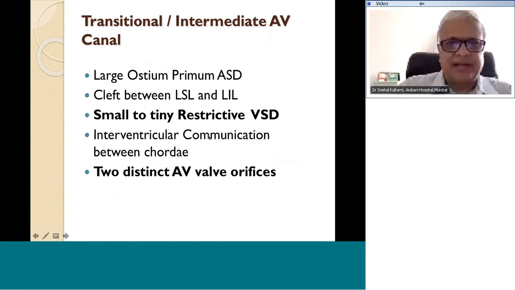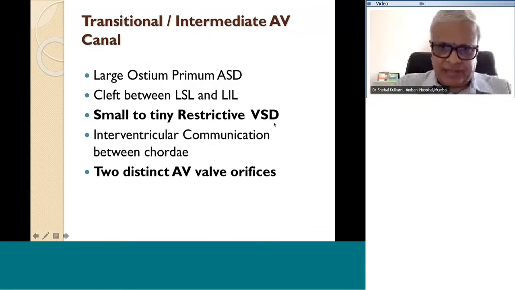If you see the transitional AV canal, the constant factor is a large ostium primum ASD, and a cleft between the superior and inferior leaflets that I showed you earlier. There is usually a tiny restrictive VSD. It could also be between some of the chordae which are attached to the crest of the interventricular septum, an interventricular communication between the chordae, and two distinct AV valve orifices.